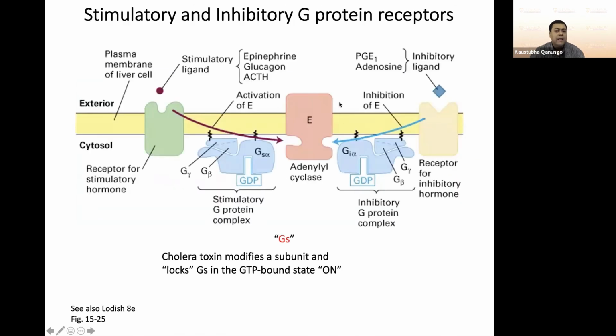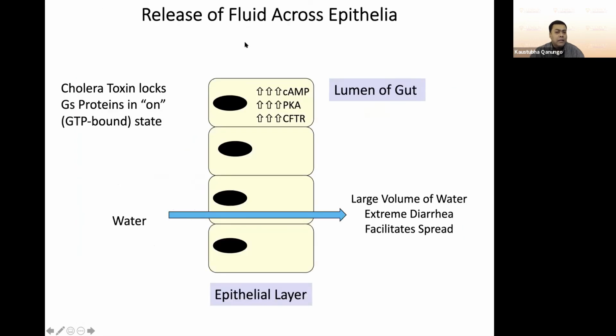But the main thing is the mechanism, how this is happening, and this is what you should focus on. In one case, the cholera toxin keeps that G protein constantly in the GTP-bound state. So that causes cyclic AMP to rise, protein kinase to rise, and CFTR activity to rise at that time. Large volume of water, extreme diarrhea. So this is what is happening with the cholera toxin.